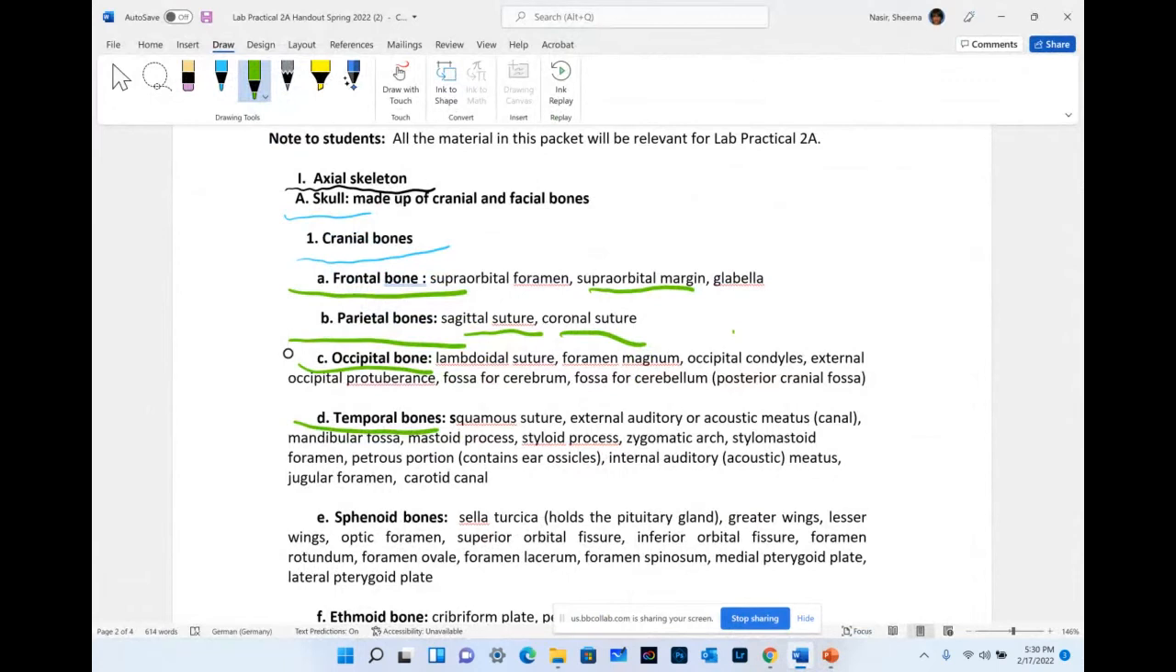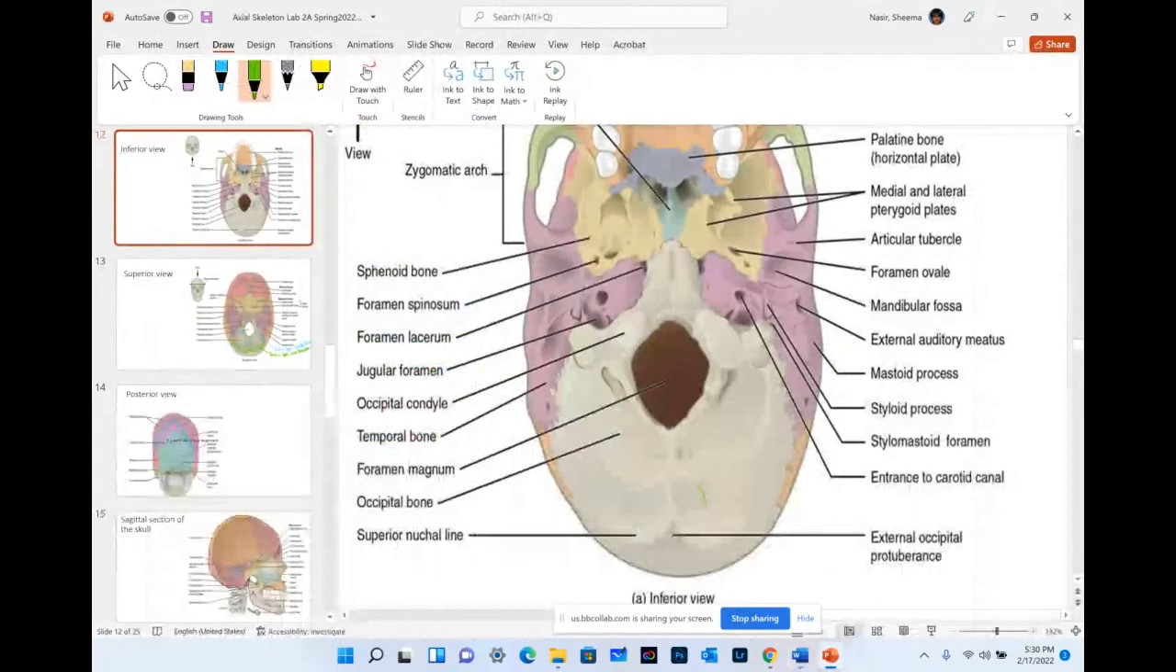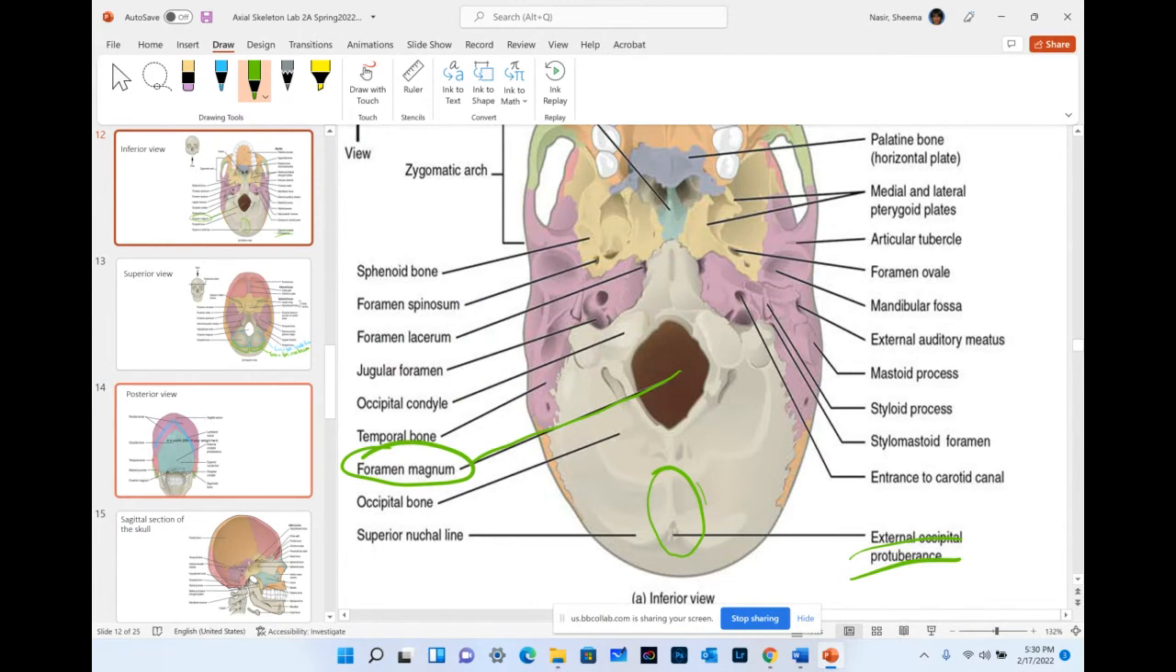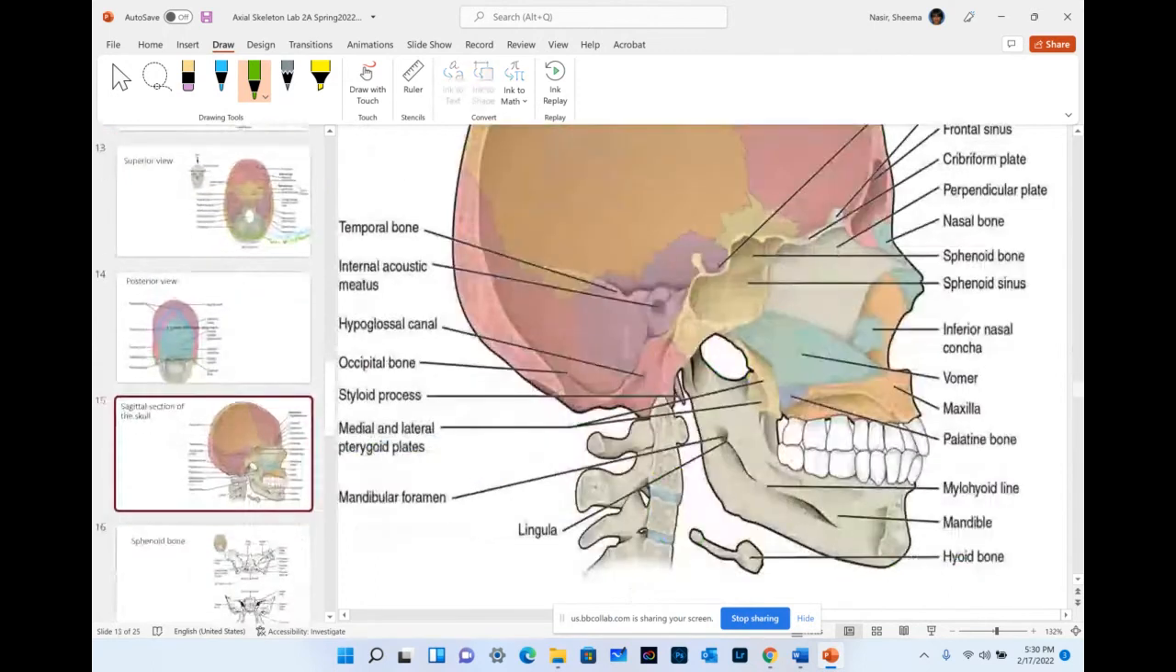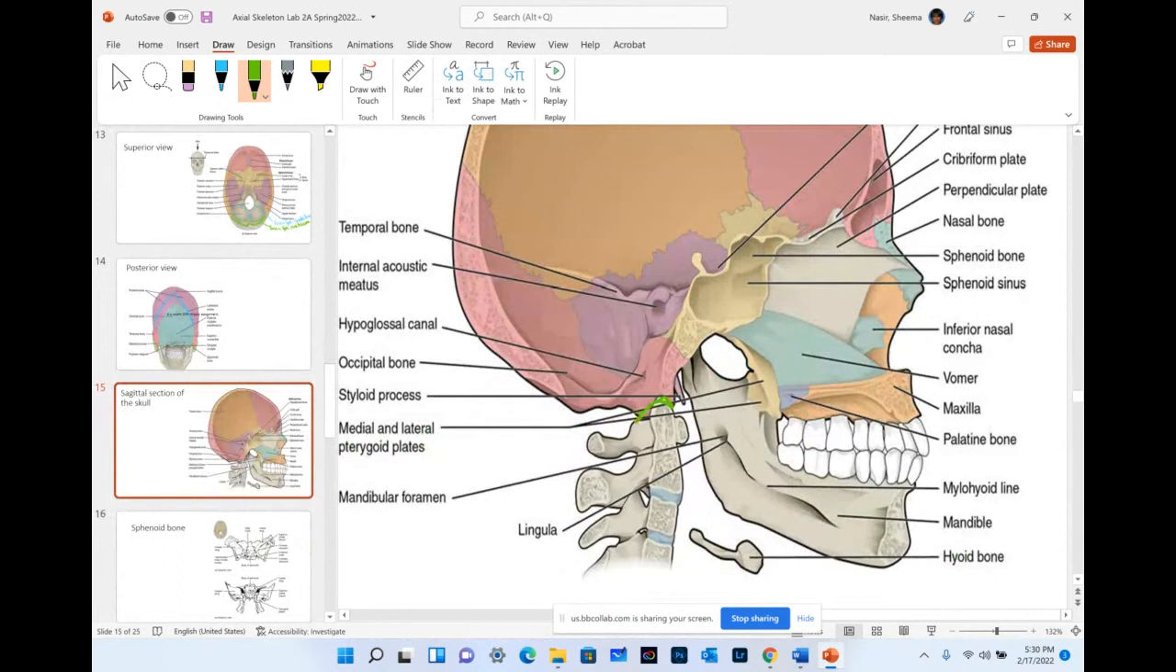Okay, and then the next thing is your occipital condyles. Occipital condyles will be on the undersurface. So you can see right here, this is your external occipital protuberance. This is your foramen magnum through which the spinal cord enters or comes out. And these right here are your occipital condyles that articulate with the first vertebra. See, occipital condyles are articulating with the first vertebra right here.